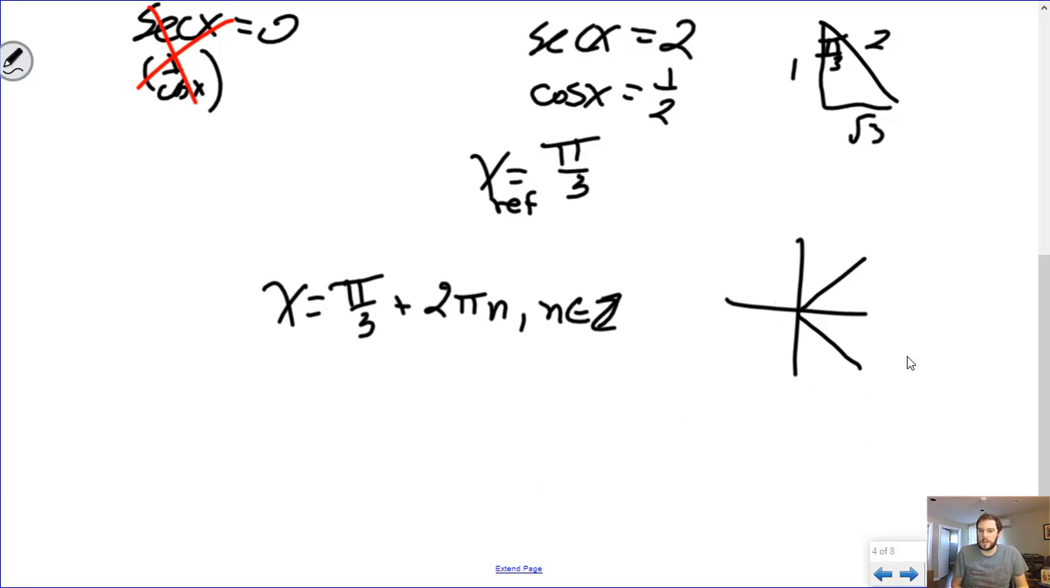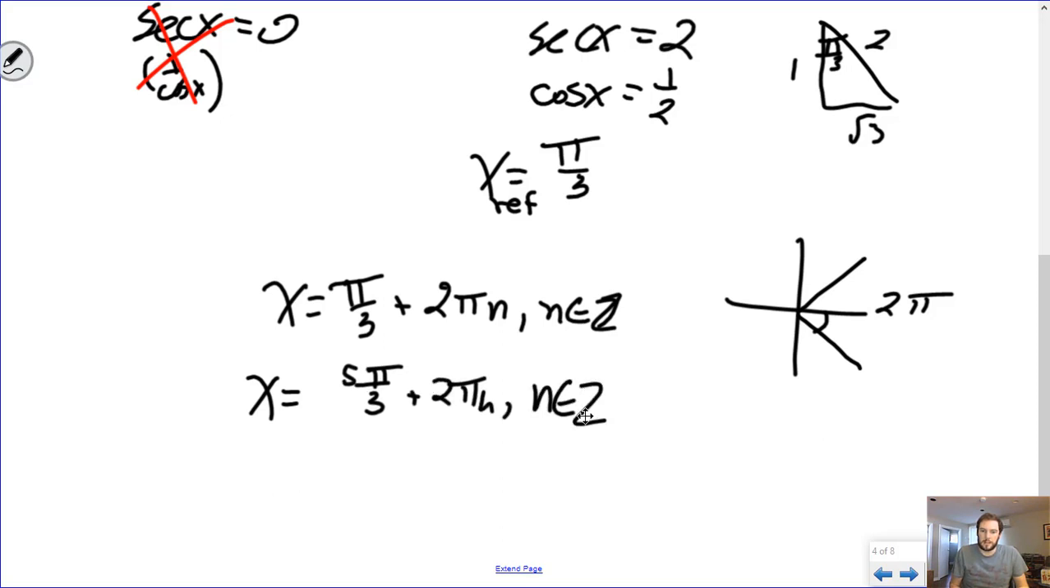And then the second one down here in the fourth quadrant, x is going to be equal to, so this is 2 pi, right? And it's pi over 3 units away from it. So if this is 6 pi over 3, then this will have to be 5 pi over 3 plus 2 pi n, where n is an element of the integers.